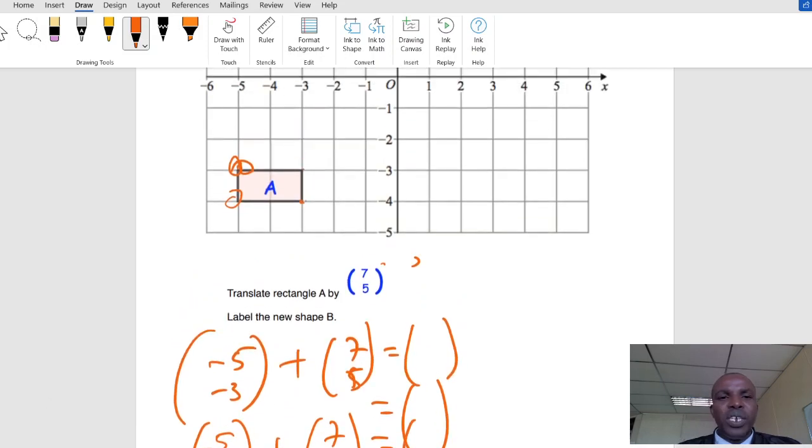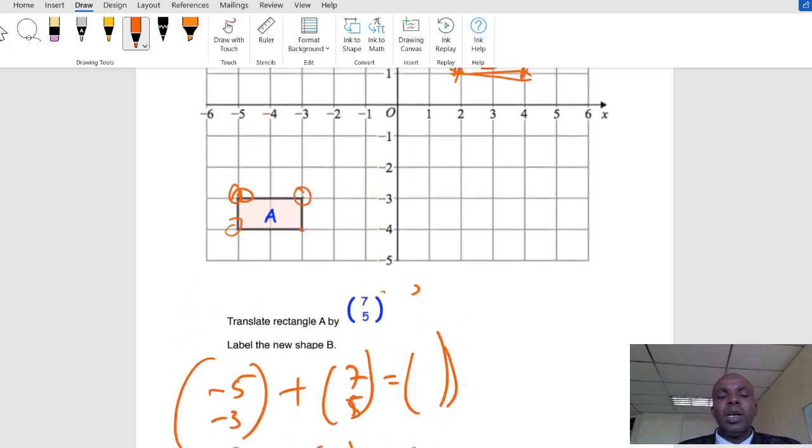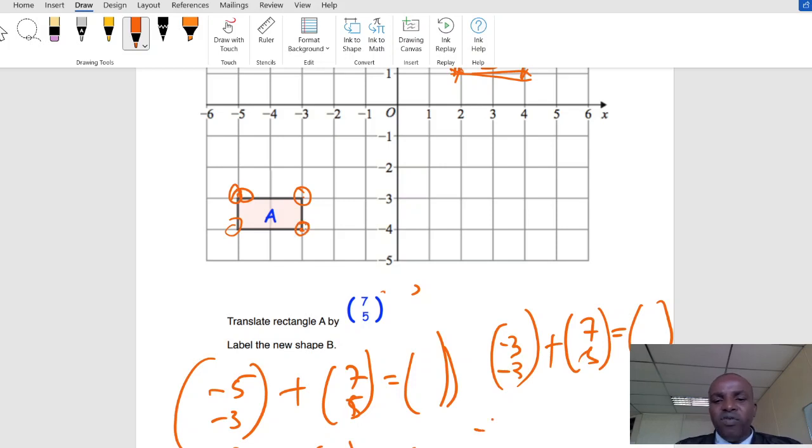You take another point. It's this one. Minus 3, minus 3. You add the vector 7, 5. You get your image point. You take the last point. This one. Minus 3, minus 4. You add 7, 5. Then you get your image.